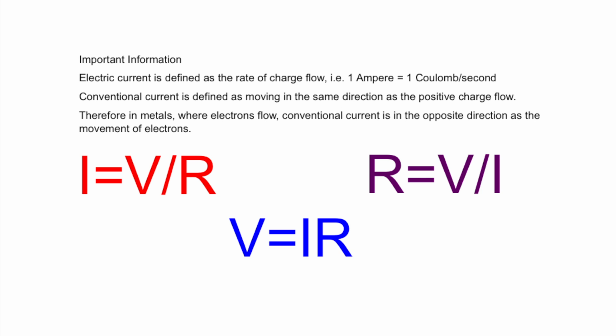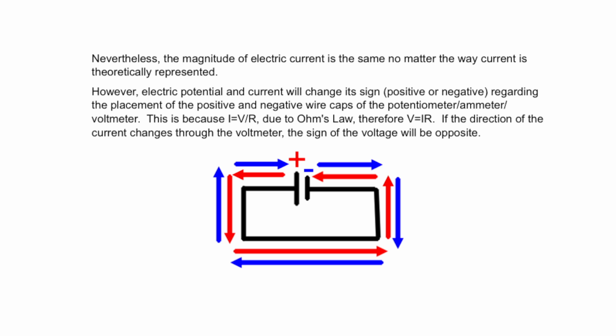Now, let's discuss conventional current. Well, what is conventional current? Conventional current is defined as moving in the same direction as the positive charge flow. Therefore, in metals where electrons flow, conventional current is in the opposite direction of the movement of electrons. Nevertheless, the magnitude of electric current is the same no matter the way the current is theoretically represented.